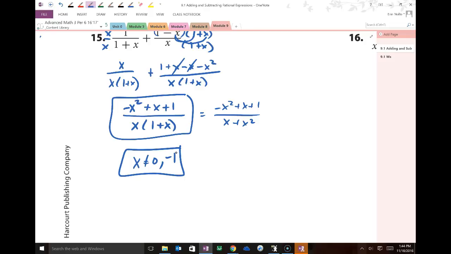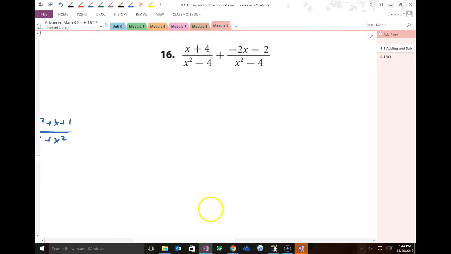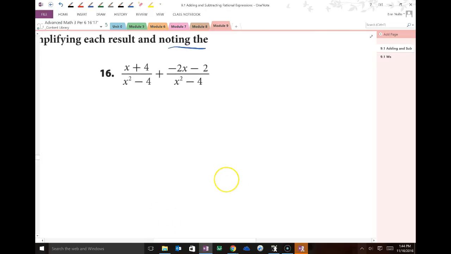Ready for a second one? Let's do it. Okay, this one is super easy. Maybe I don't even need to do this. Why is this one so easy? We can go straight to the part where we add the numerators. So, what's the top simplify to? -x plus 2.